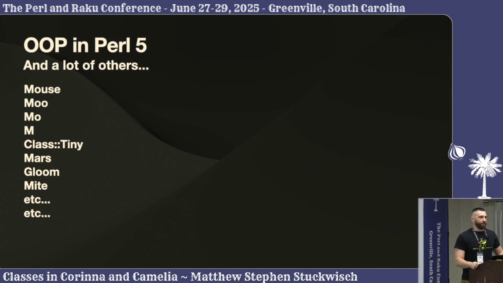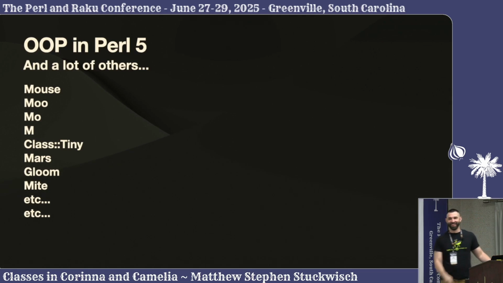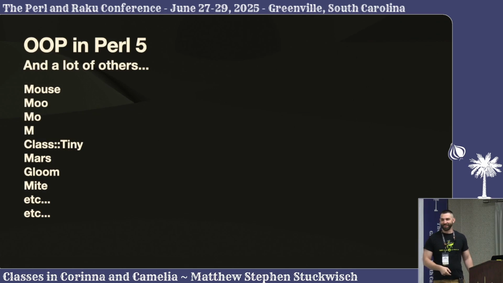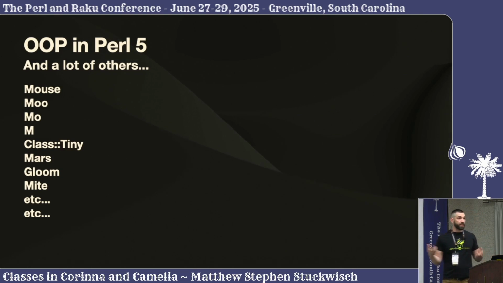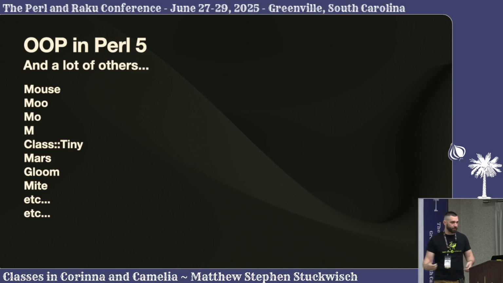But of course, there were a lot of other systems. From Moose, we had Mouse, and then Moo, and then Mo, and then M. There was nothing else after that, right? Class::Tiny, Mars, Gloom, Might, and I think somebody found that the count came up to 70-something different systems that people had come up with. That's a lot of different ones. Obviously, most people were using Moose, but there are people who had very good reasons in different use cases to use something else.